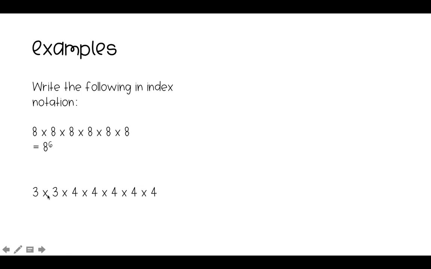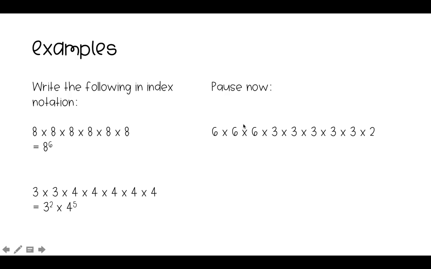Let's do the next one. 3 times 3 times 4 times 4 times 4 times 4 times 4. This one's different because we have 2 different numbers here. That means we have 2 different bases, and the way that we write that is 3 to the power of how many times it occurs. So 3 to the power of 2 times 4 to the power of 5, because 4 occurred 5 times. Okay, I want you to pause it now, and I want you to do this one.